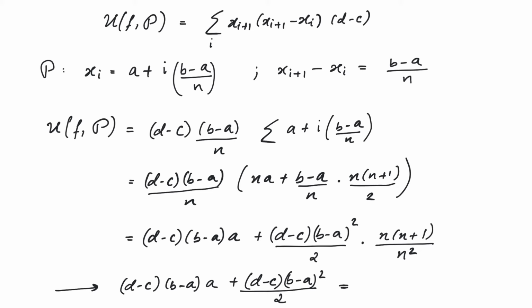So far, we did not have a notation for the integral. We will denote the integral by two integral signs over the rectangle R, then the function, and then we will write dx dy. That's how we will represent the integral of a function. So the integral of x over the rectangle R is equal to (d minus c) into (b minus a) into a, plus (d minus c) into (b minus a) the whole squared by 2.